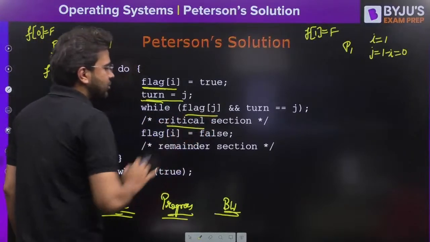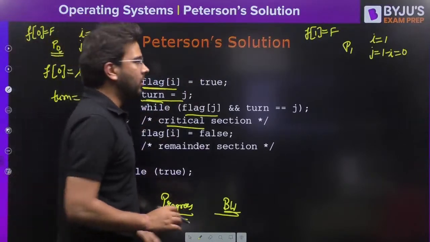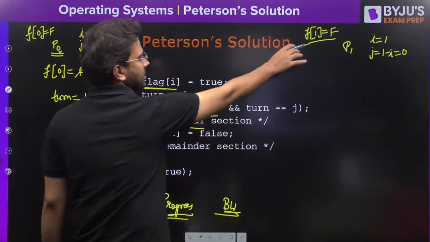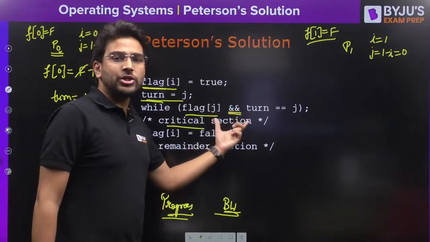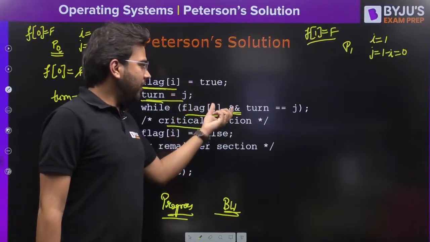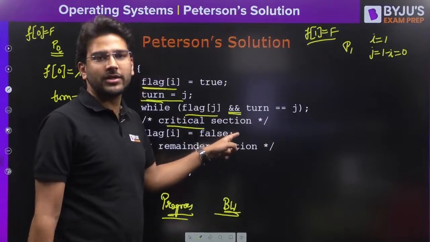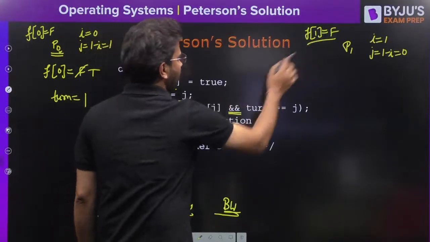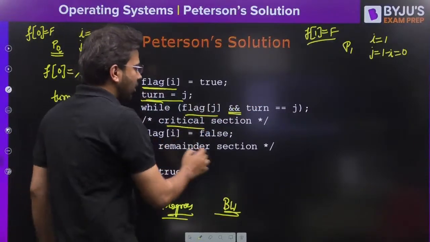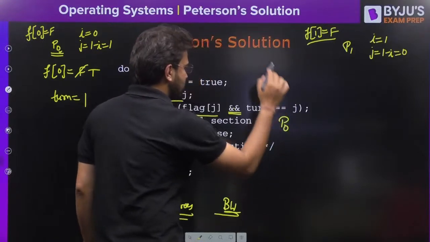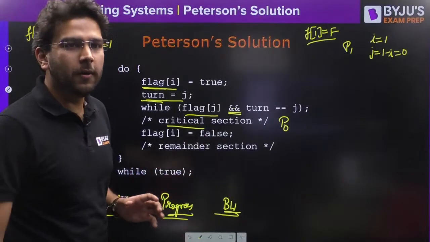Now, while flag of j, that means if I'm executing P0, it is indicating towards P1. Flag of j, that means flag of 1, is false. And here you can see there is an AND operator. So both the conditions have to be satisfied, right? If any of the conditions is false here, in that case this while loop will break and the process will be able to access the critical section. So flag of j is false, one condition is false, we don't have to check the other condition because both have to be true. But here it is false. In that case we can say P0 is present now in the critical section. It is able to access the critical section. Yes or no?